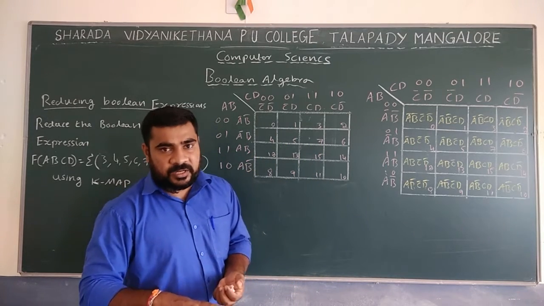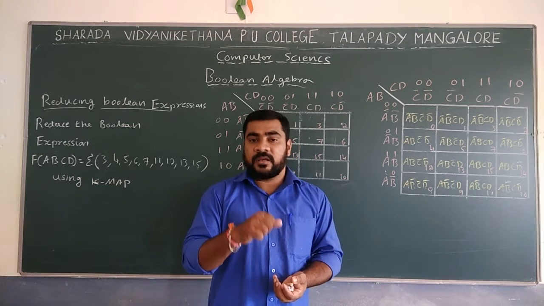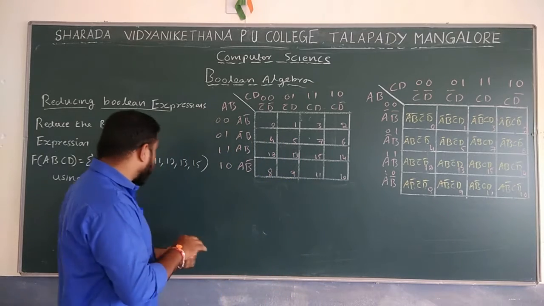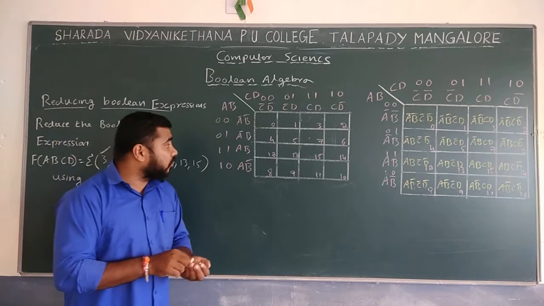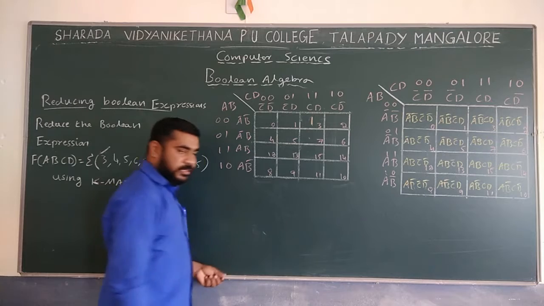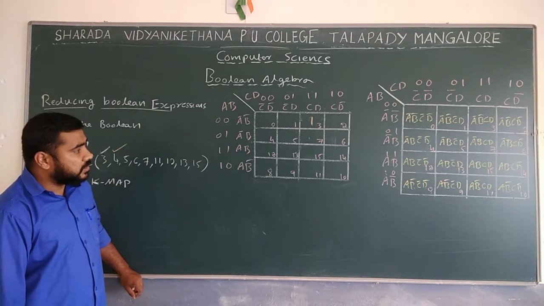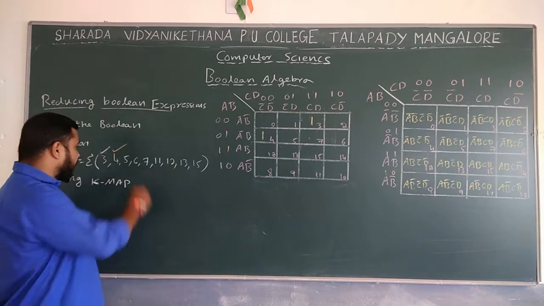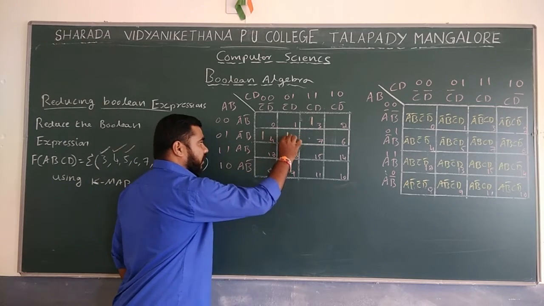After writing the decimal equivalents, or the cell numbers, the next step is to write the map. The first cell number is 3. Go to cell number 3 and mark it as 1. The next one is cell number 4. Go to cell number 4 and mark it as 1. Next is cell number 5. Go to cell number 5 and mark it as 1.